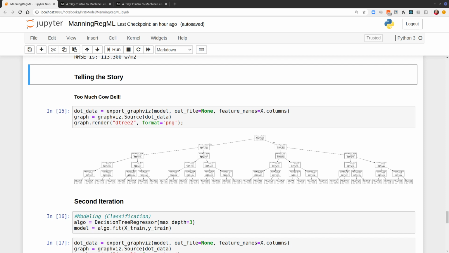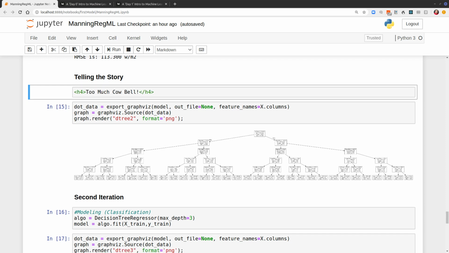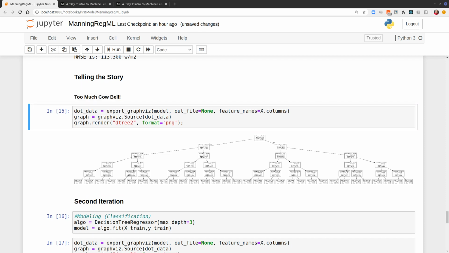You can see that we've plotted it out, and I've even called this too much cowbell. Maybe I'm dating myself, that's a Saturday Night Live reference. But if you're a Christopher Walken fan, you'll get that. So that's really too much for it, right?